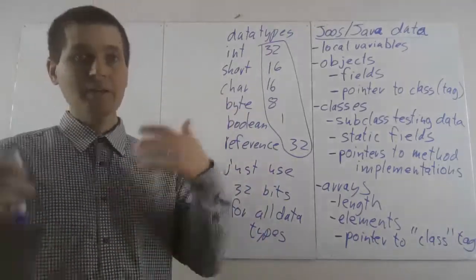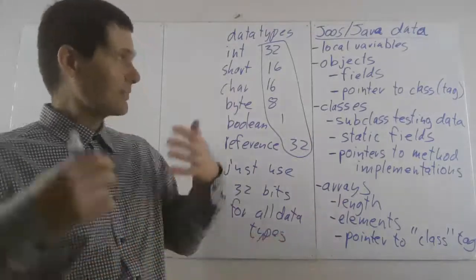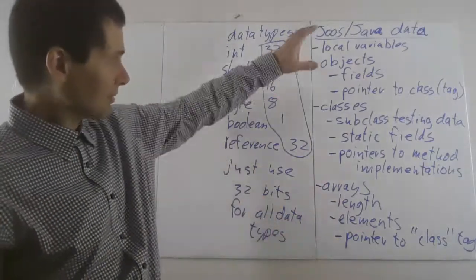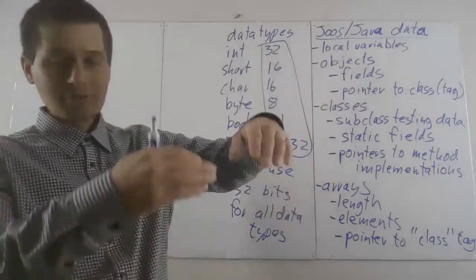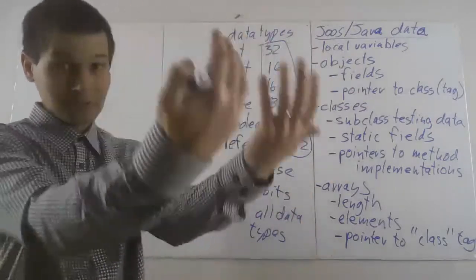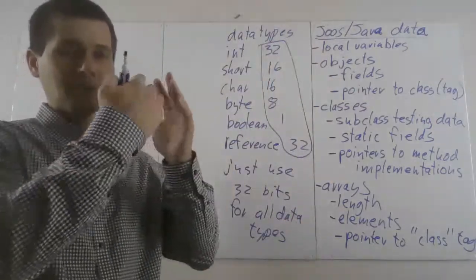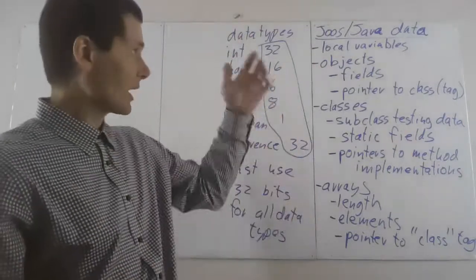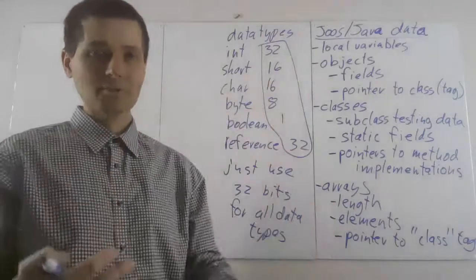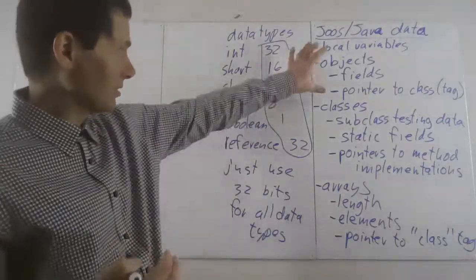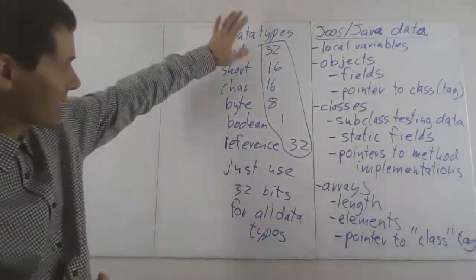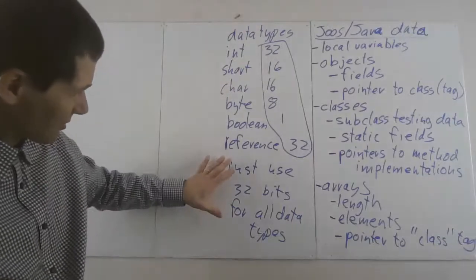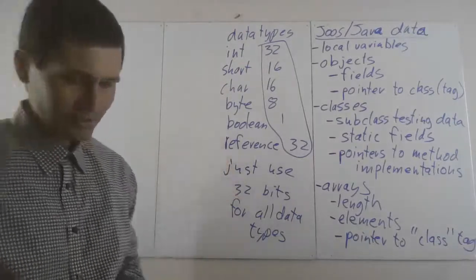Okay, this doesn't work for all languages, right? For some languages, I mean, an object could be an arbitrary size, and you might need to store it by value, and so you might need to have a variable amount of memory for a given variable, right? If it stores an object of some unknown size. But in Java, the easy thing to do is just use 32 bits for everything.